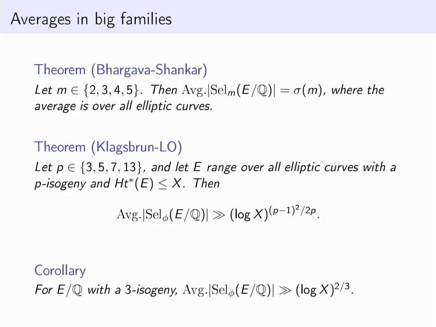And in particular, applying this for p equals 3, we find that the average size of the Phi-Selmer group grows like log x to the 2/3. I should say a couple of things on this slide. First off, we think these are actually the right answers. We think there should actually be an asymptotic formula for the average size of the Phi-Selmer group that is some constant times this power of log. In particular down here as well.